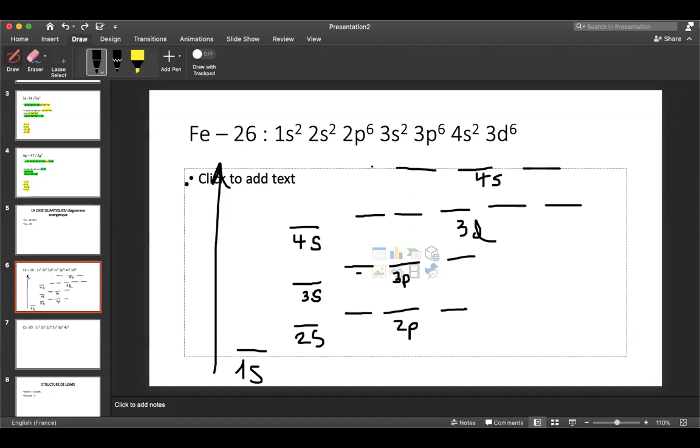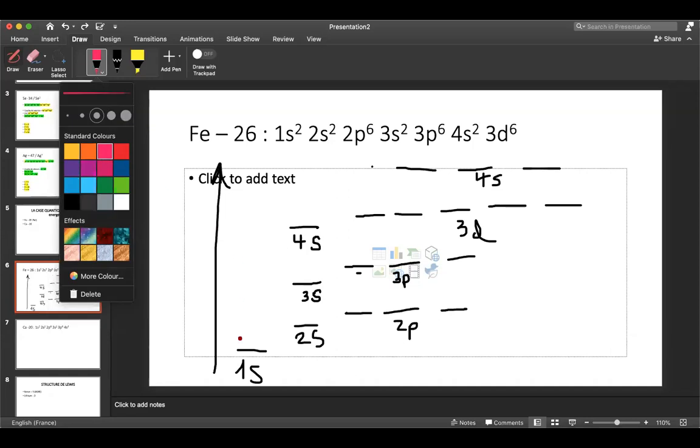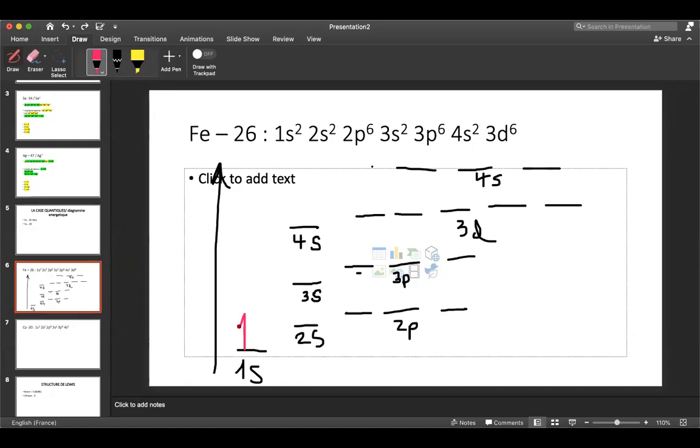So if they tell us to now give an energy diagram for this one, for iron: spin up, spin down. It satisfies this one, right? 2 electrons. Same, spin up, spin up, spin down, spin up, spin down, spin up, spin up, spin up.